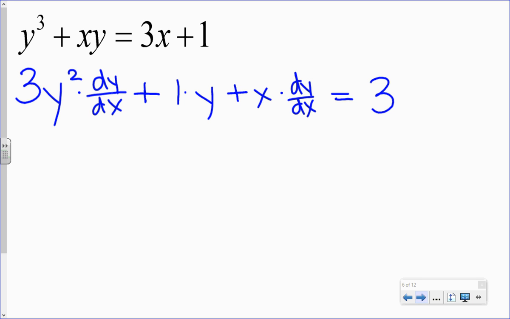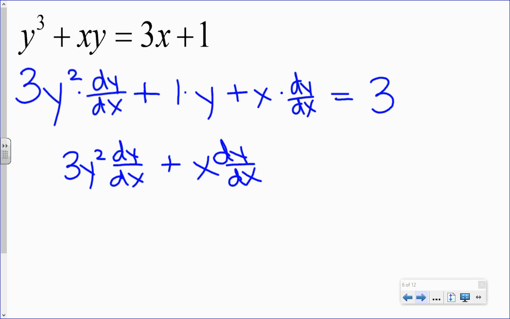Okay, so we have some terms here. Some of them have dy dx's and some of them don't. So that second step of my process for you, everything with a dy dx needs to be together. Anything without needs to be on the other side. So I'm going to keep 3y squared dy dx and x dy dx on this left side of the equation. And then I'm going to take this 1y and subtract it over to be with the 3.